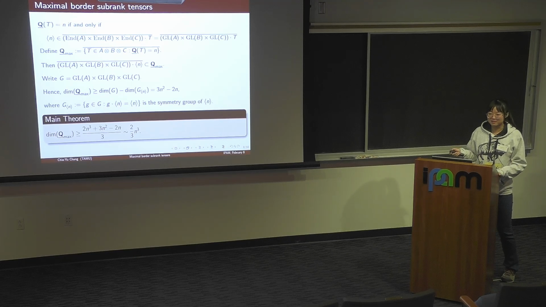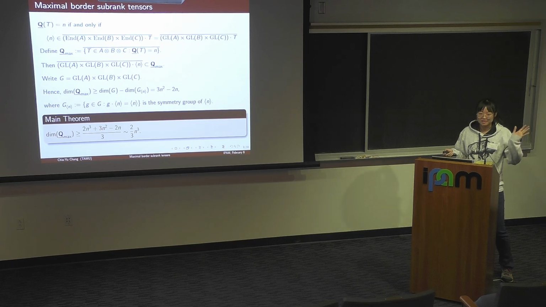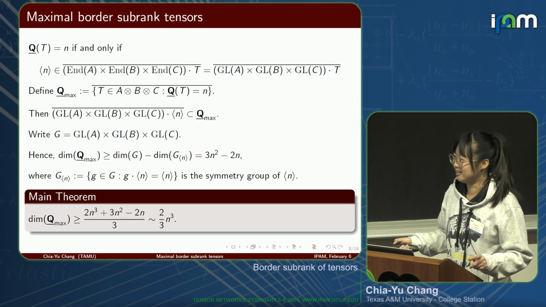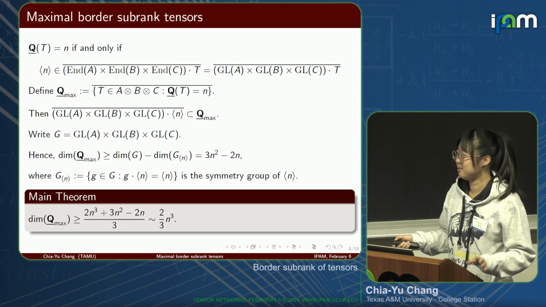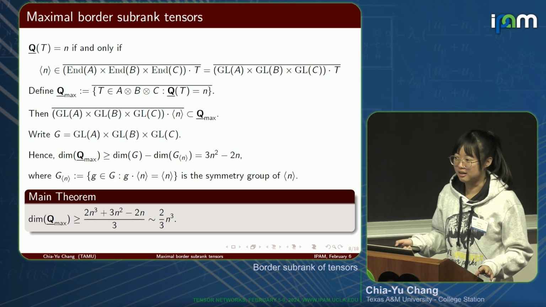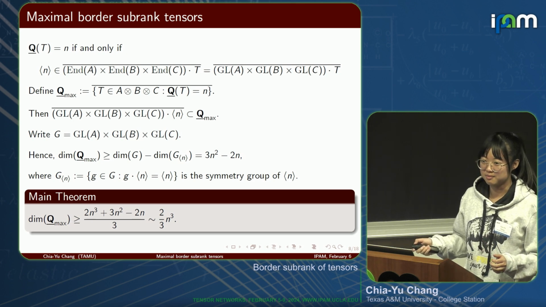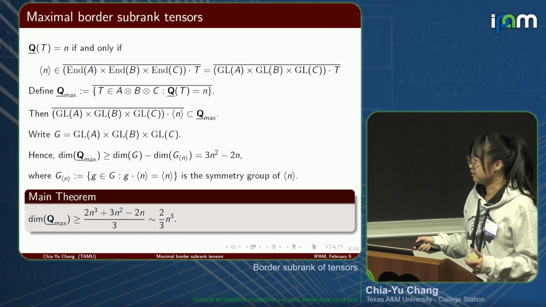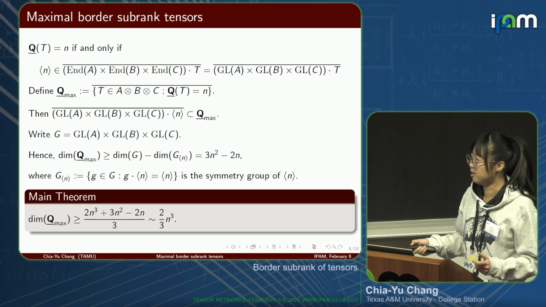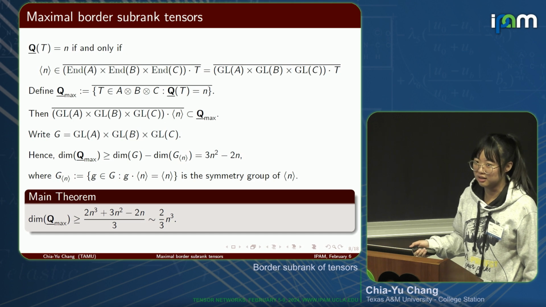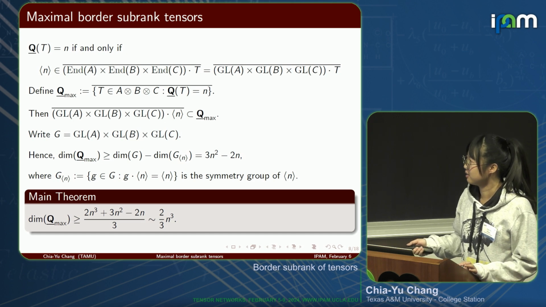So one of its maximal tori is the diagonal matrices where the product of them is the identity. So that will be the maximal torus of it. Yes. So the idea is that we look at the tensors, unit tensor n plus w, where w is such that it is still a maximal border subrank tensor, and actually this w lies in a null cone of the symmetric group, such that it is of maximal border subrank.